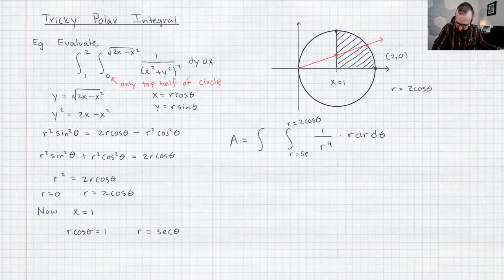So that's how they get secant theta as the place where it enters, and then the equation of the circle is the place where it exits. All right, now I've got to do the theta limits of integration.